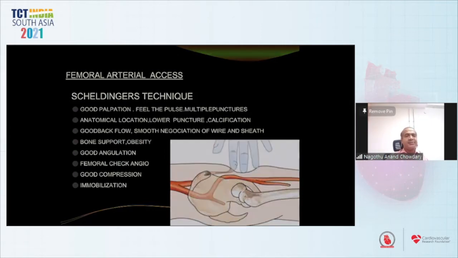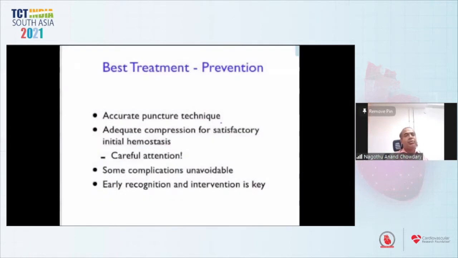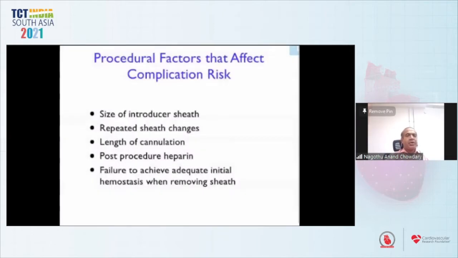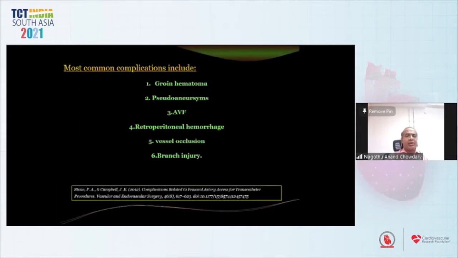in preventing these complications. Intra-procedure, these can also happen due to multiple exchanges of the sheaths, the length of the cannulation, and the introduction of the sheath and various devices during the procedure. So whenever you are doing all these things, be careful and do it very smoothly over the wires.